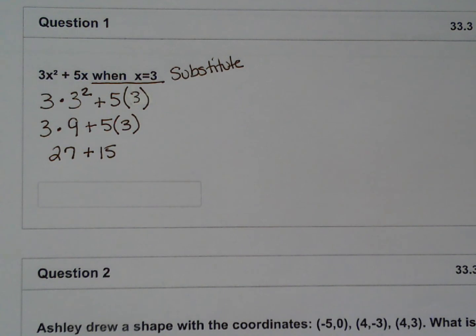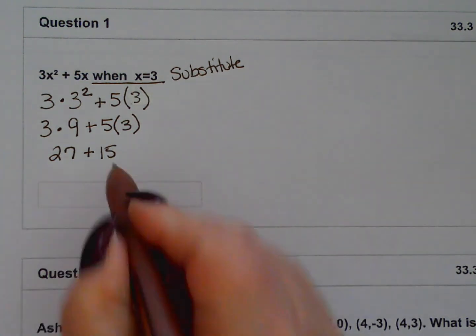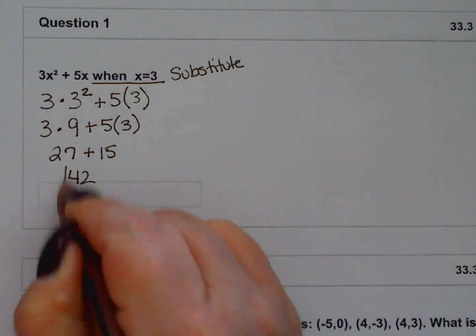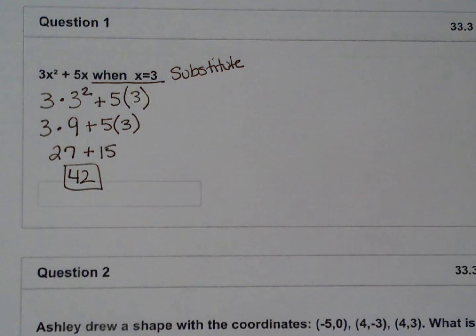And then my last step is add or subtract from left to right. I have some addition here. And when I add 27 to 15, I get 42. So that's my answer.